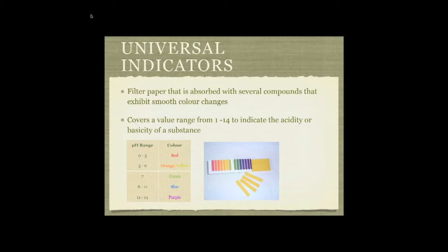Another more useful pH indicator is a universal indicator. A universal indicator is a filter paper that is absorbed with several compounds that exhibit smooth color changes. They cover a value range from 1 to 14 to indicate the acidity or basicness of a substance. So if a universal indicator was to be placed in a pH range of 0 to 3, it would turn red. In 3 to 6, it would turn orange-yellow. In 7, it would turn green. In a pH of 8 to 11, it would turn blue. And in a pH of 11 to 14, it would turn purple.